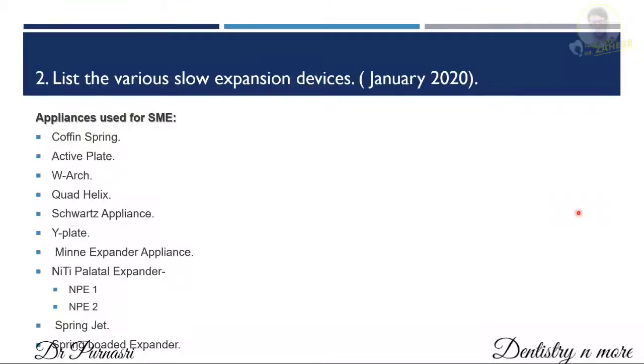Then the short note is list the various slow expansion devices. So I have made a list here. You can write these down: coffin spring, active plate, W arch, quad helix, Schwartz appliance, Y plate, mini expander, Nite palatal expander 1 and 2, then jet spring and spring loaded expander.